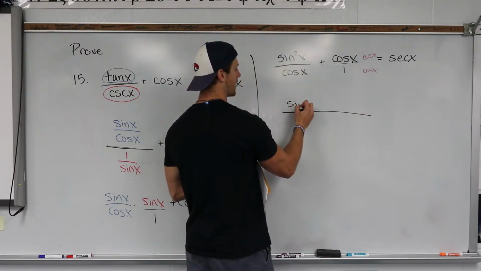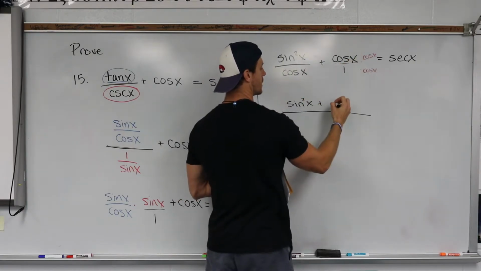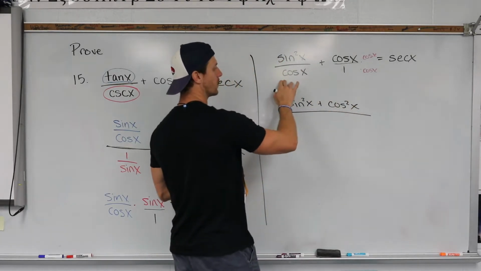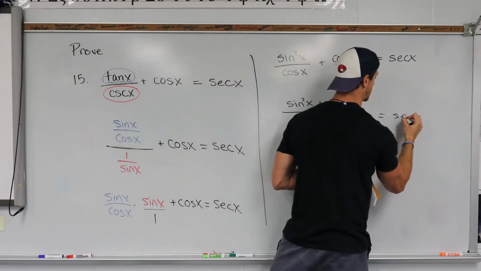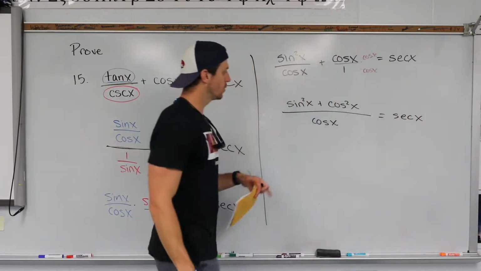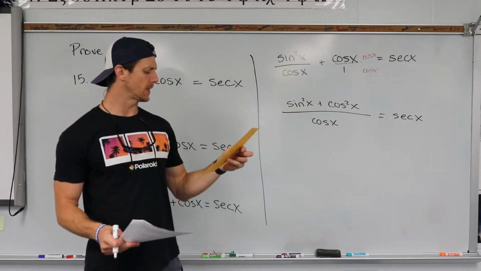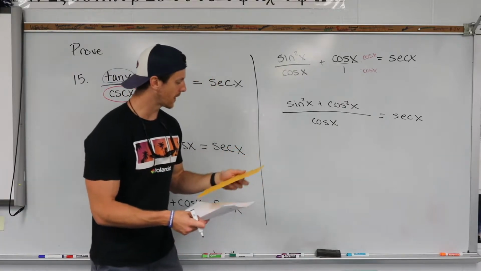So you'll have sine squared of x plus cosine times cosine squared of x over the common denominator of cosine of x, which is equal to secant. Well, right here, that is an identity. Identity number 8, I believe. I'm wrong. It's number 6. Okay?